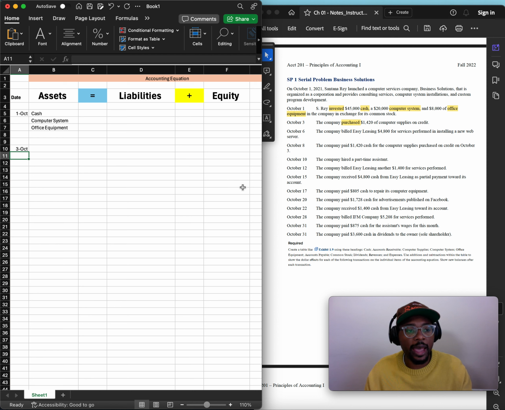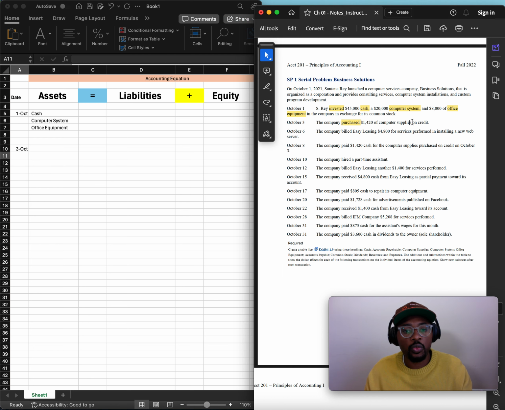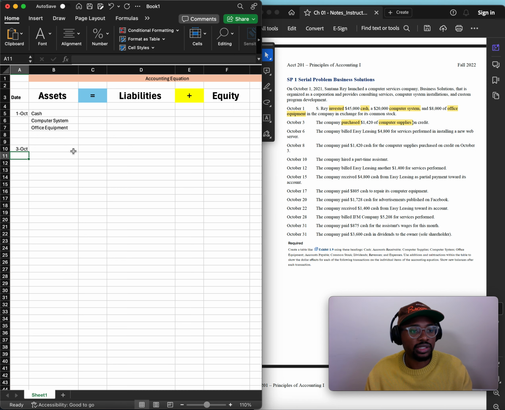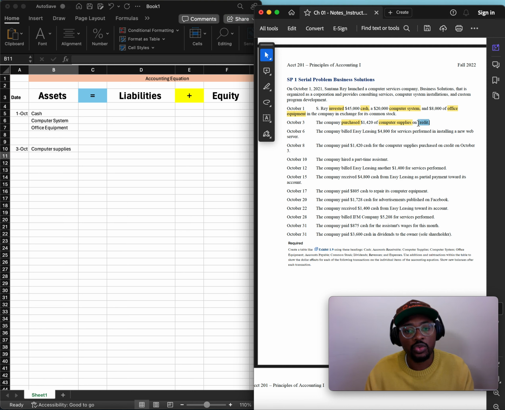So now let's see what's happening here. It looks like we are purchasing computer supplies. So again, what are we gaining? What is ours? What are we in control of? We are in control of computer supplies. So computer supplies is going to be an asset. Yes, an asset. Okay, cool. Now, this word is very important and you want to take note.